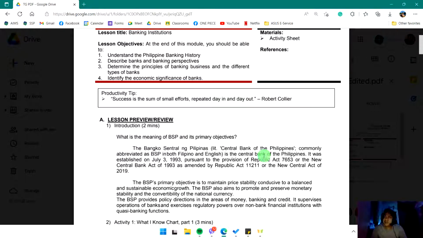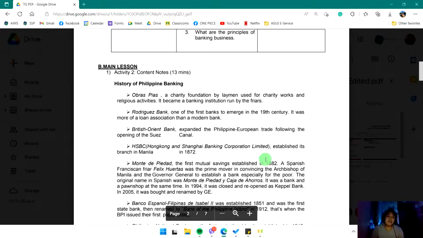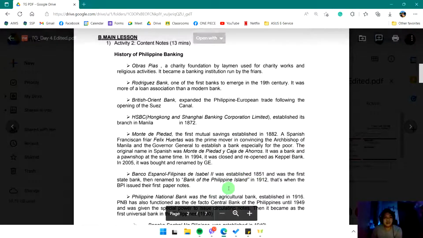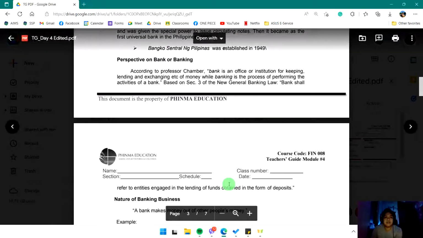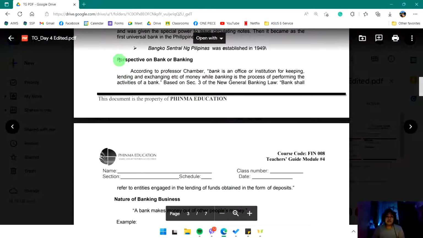We already defined the different kinds of banking institutions during our previous discussion. Pero let's just give a little more emphasis on the banking institutions of the Philippines again. History of Philippine banking, you guys can read it on your own. I don't really plan to dwell too much on the history. Let's now go with, sige, start tayo sa perspective on bank or banking.